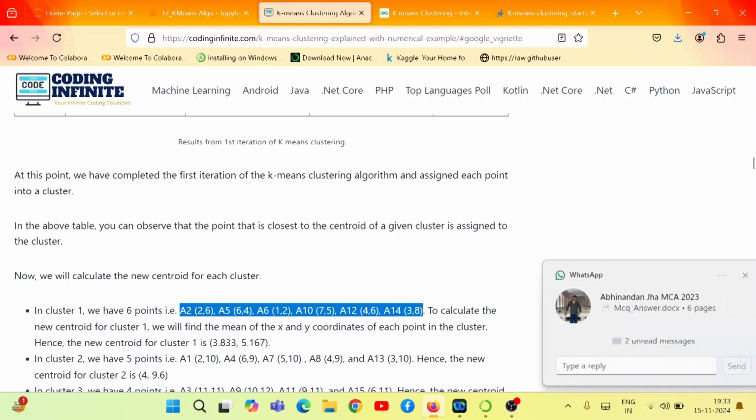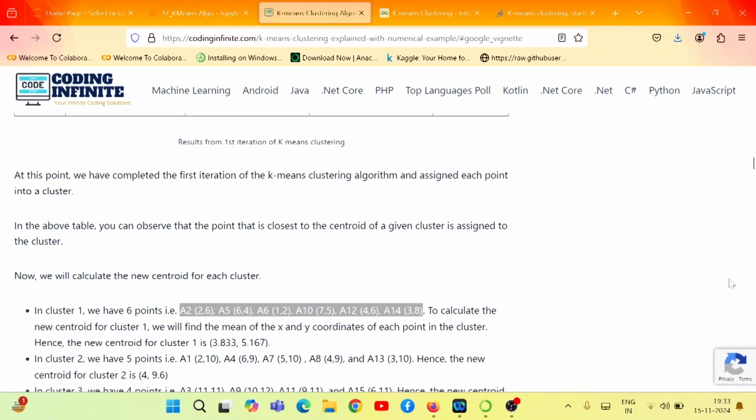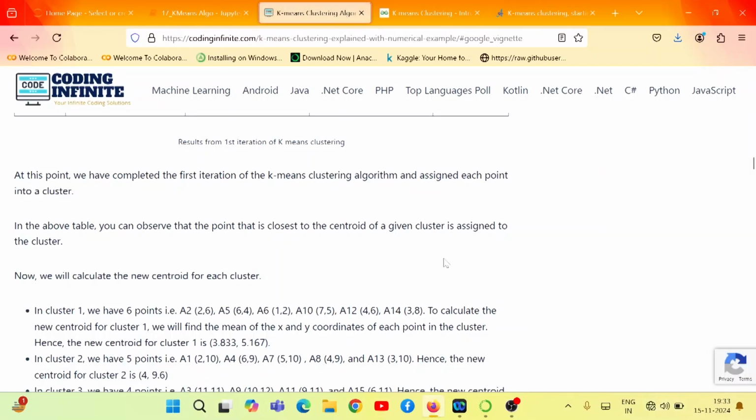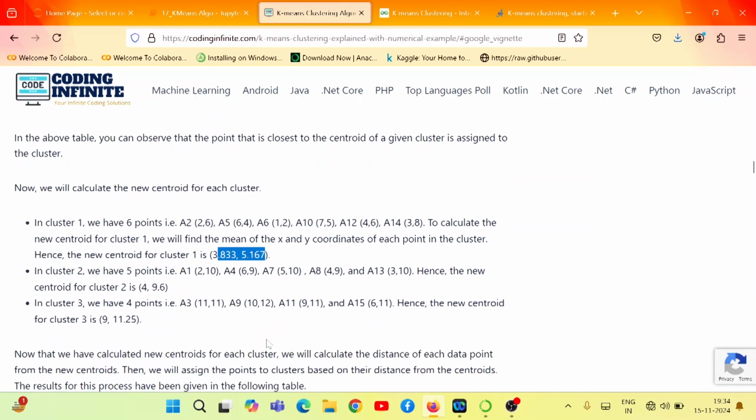So, based on these 6 points, again we have to calculate the new centroid by finding the mean of x and y, right? So, this would be the new updated mean. Similarly, in cluster 2, we have 5 points. So again, based on this, we have to calculate the new centroid point. Let's say it is 4, 9.6. Similarly, with respect to cluster number 3, you will get the updated new centroid.